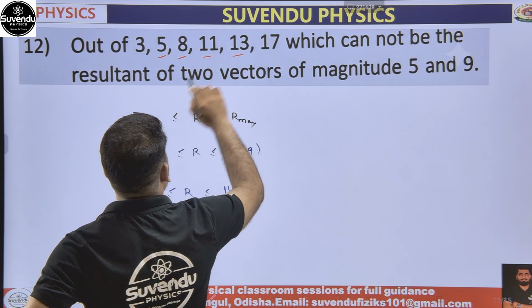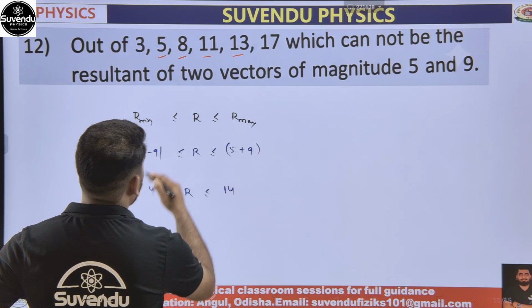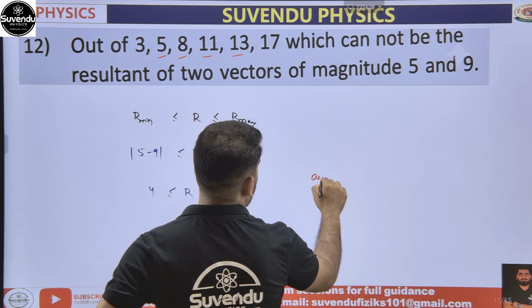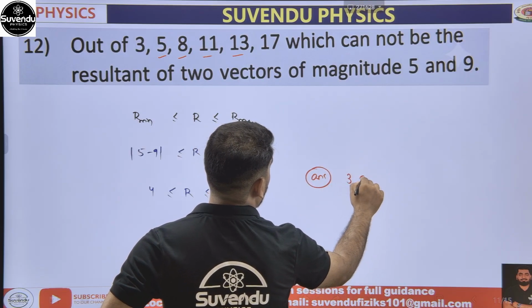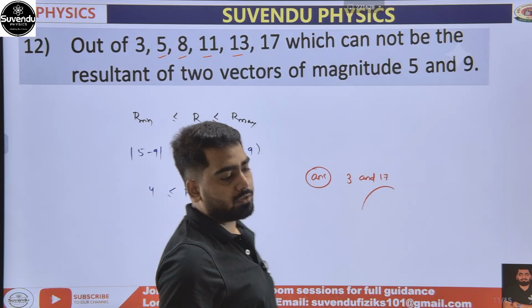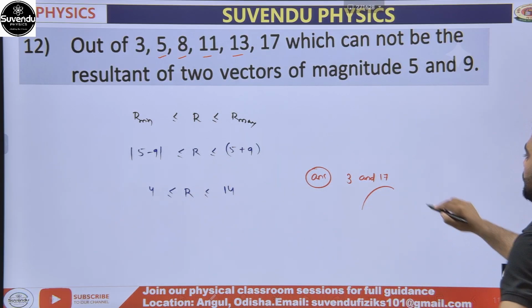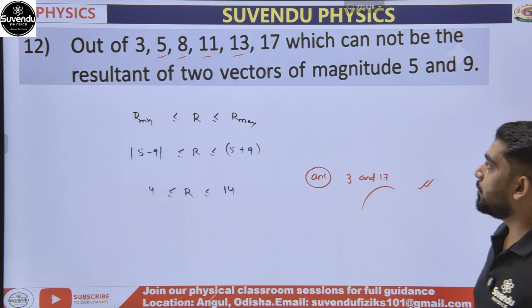So which cannot be the resultant of two vectors of magnitude 5 and 9? That is 3 and 17. So our answer is 3 and 17. They cannot be the resultant of 5 and 9. This is the answer of the given question.